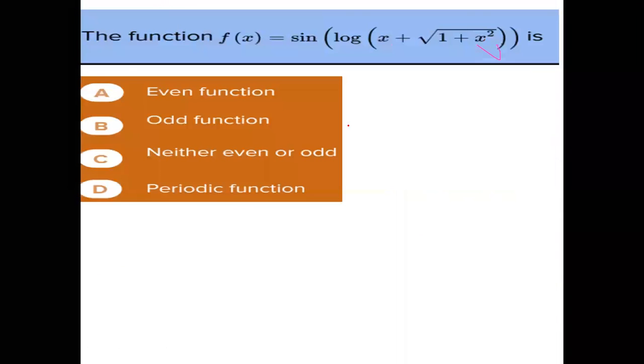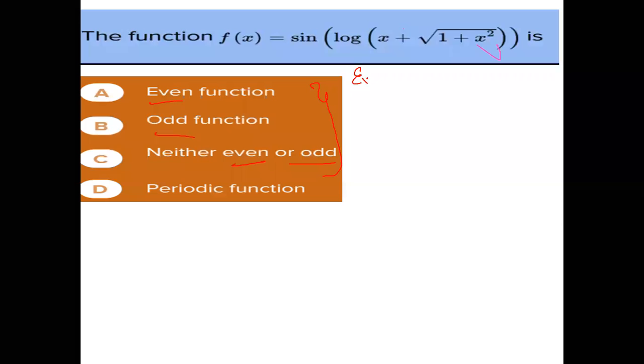Okay. The function f of x is equal to sine of log of x plus square root of 1 plus x square. So the options are even function, odd function, neither even nor odd, periodic function. Now, if you check for these three, even function, odd function, even or odd, and none of them is satisfied, then you can directly conclude the answer is option D. So what do you mean by even function?